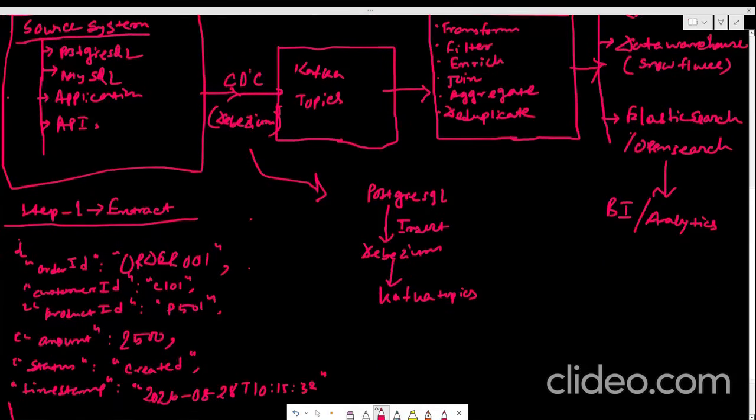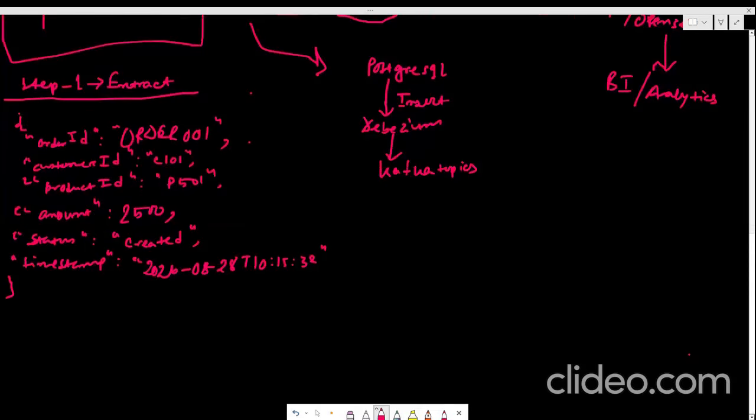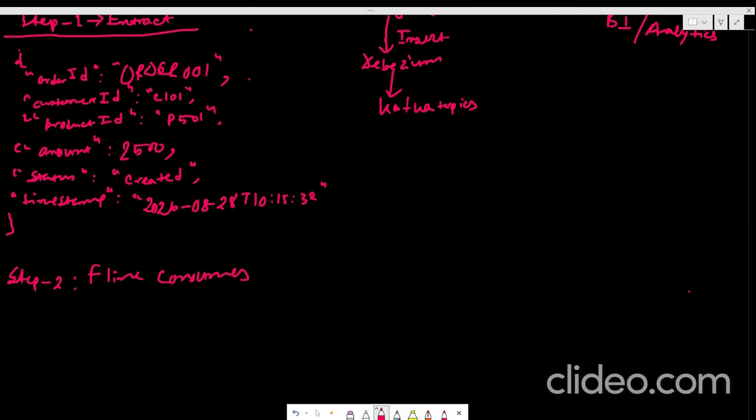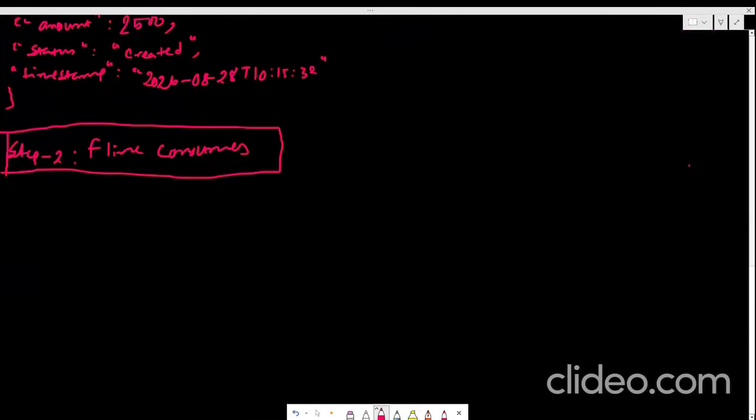Then through CDC, it will go to the Kafka topics, and from the Kafka topics, the data will be consumed by Apache Flink. So as step two, we can consider the Flink consumption. Flink consumes events from Kafka. For example, suppose the Kafka topic is order.